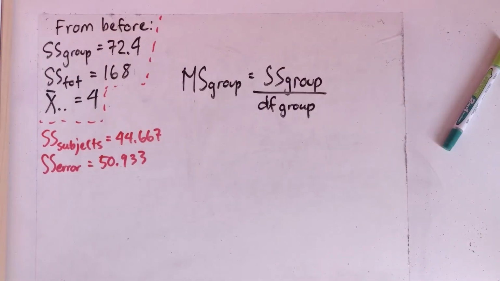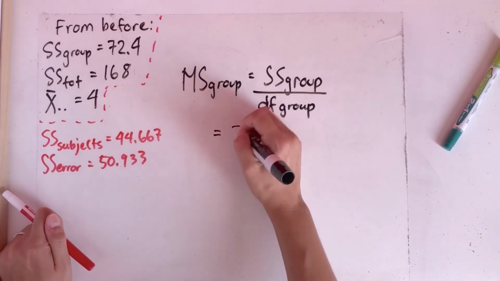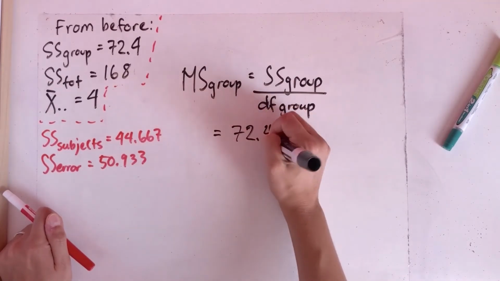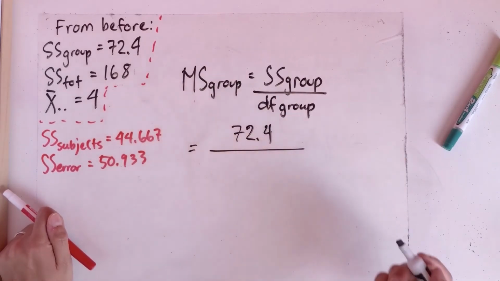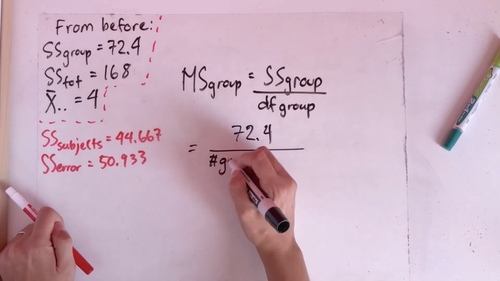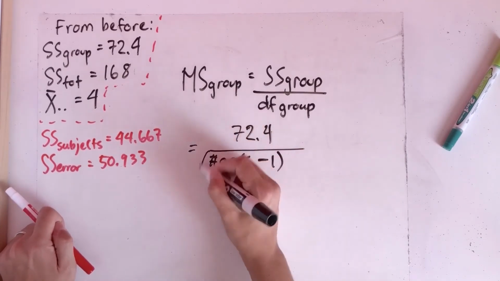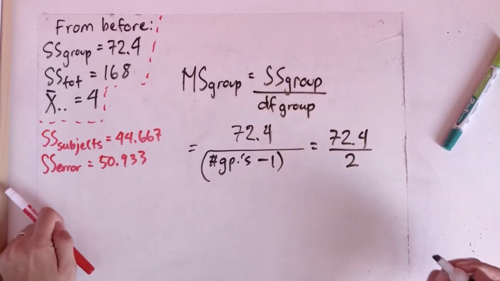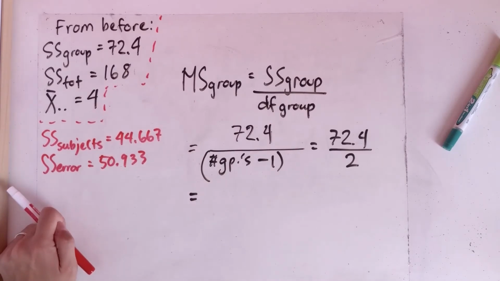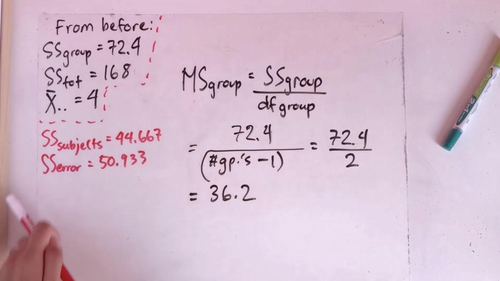So to compute the mean squared group, we do exactly as we did when we were computing the one-way ANOVA that was between subjects. We have our SS group, which is 72.4, and we're dividing that by the degrees of freedom. For a group, we have 3 groups, so it's the same idea. It's the number of groups minus 1. So 3 minus 1 is 2, so 72.4 divided by 2. And that is going to give us the same thing that we got before, 36.2. Okay.